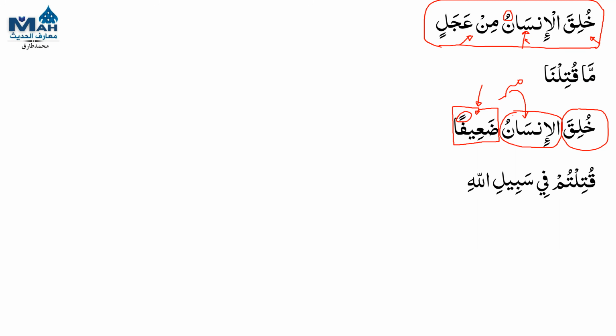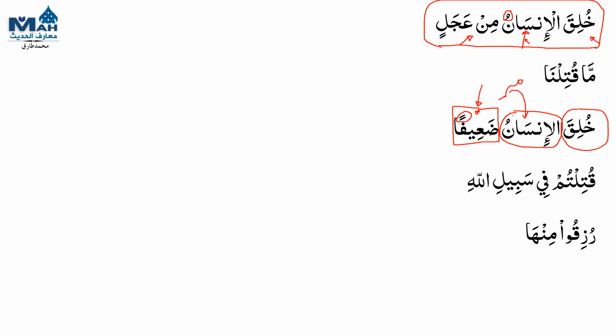قتلتم في سبيل الله. You all were killed in the way of Allah subhanahu wa ta'ala. Okay, very good. So what is the naibul fa'il? قتلتم, it is antum. Antum is the naibul fa'il, which is hidden, or it is already written in قتلتم. Okay. So it is the naibul fa'il.